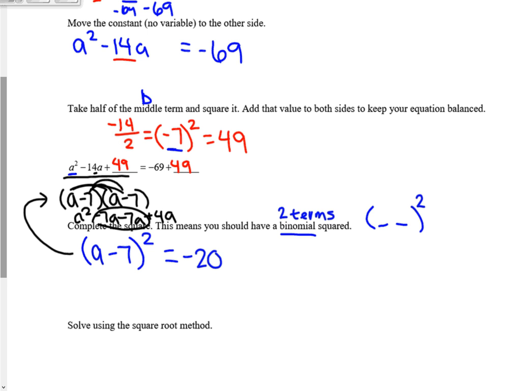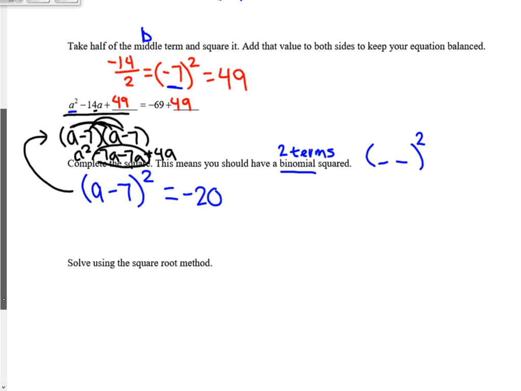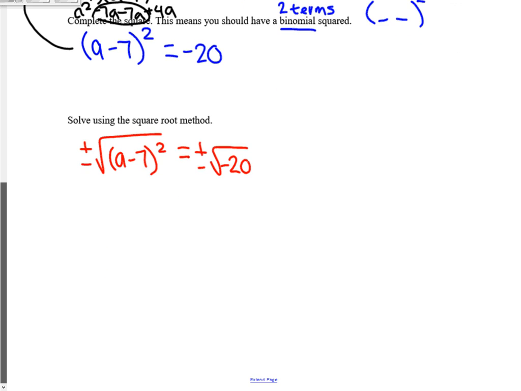The next step is solving. Solving is going to go back to what we've been doing using that square root method. So I'm going to take the square root of both sides here. Remember to put that plus or minus before. So I have the square root of a minus 7 squared equals plus or minus the square root of negative 20. We take the square root to get rid of that squared. So here I'm going to be left with a minus 7 equals plus or minus the square root of negative 20. I know to get the negative out of that square root, that's the square root of negative 1, so I'm going to bring that i out.